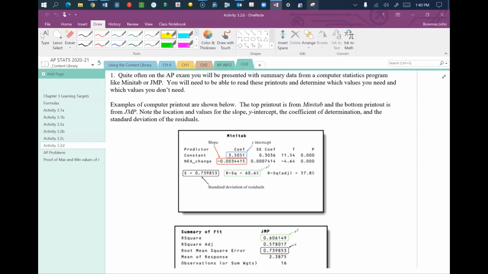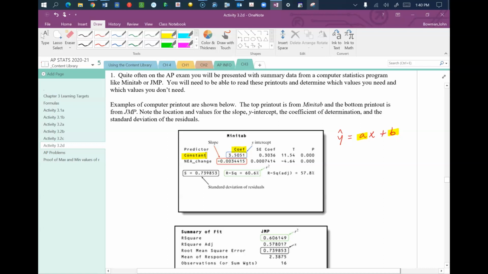If you think about a line of best fit, y hat is equal to ax plus b. Y hat is the predicted response value, a is the slope, x is the explanatory variable, and b is the y-intercept. When you look at computer output, a and b are considered coefficients, and that's why this label is up here. b is the constant coefficient.